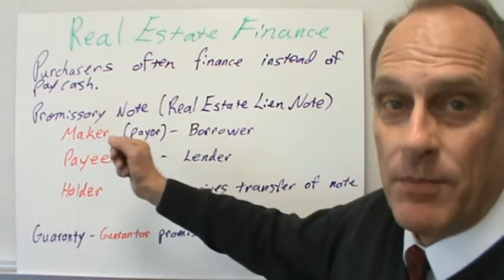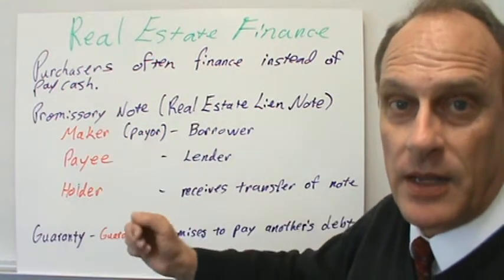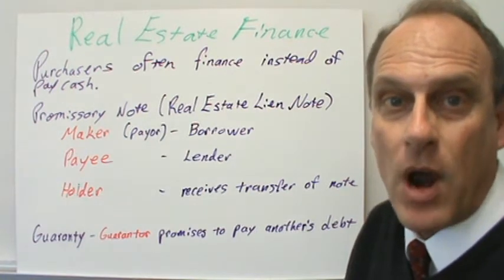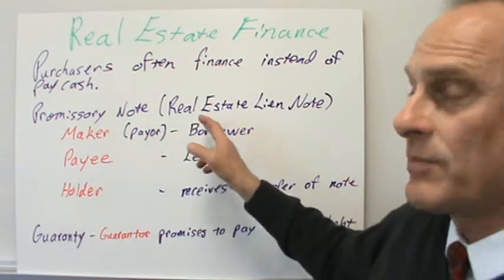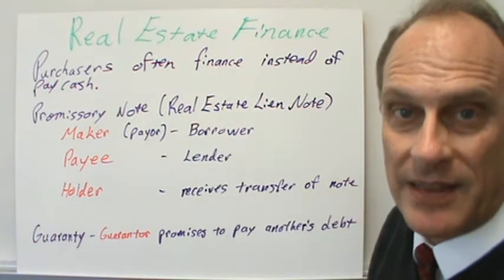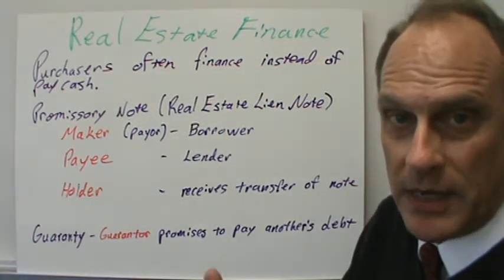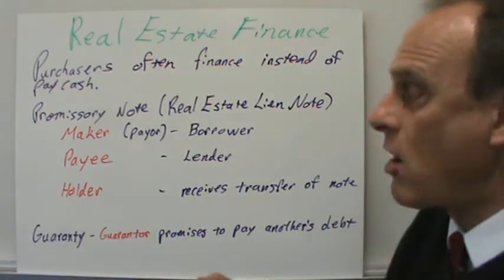So how do they get the money? Well, they borrow the money, and the instrument we use, the legal document we use to borrow that money, is called the promissory note. Sometimes it's called the real estate lien note because a lien is created on the property when the money is borrowed.